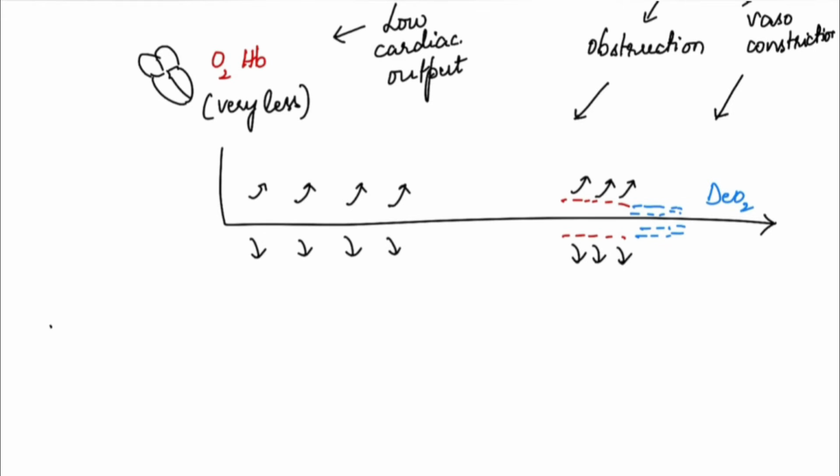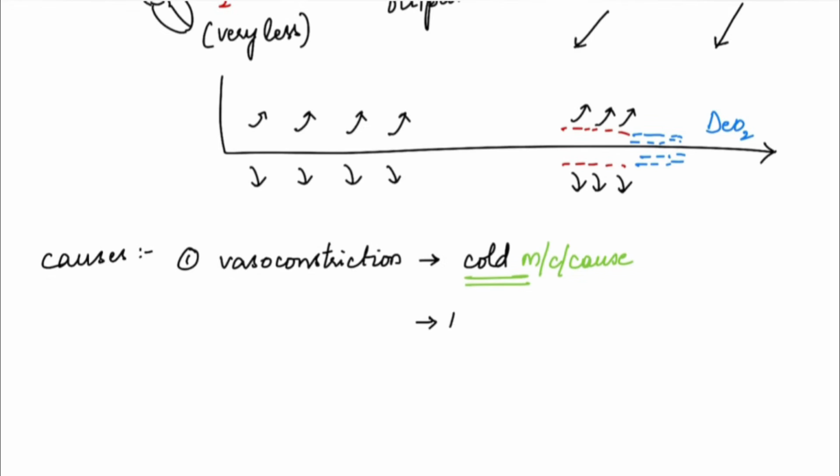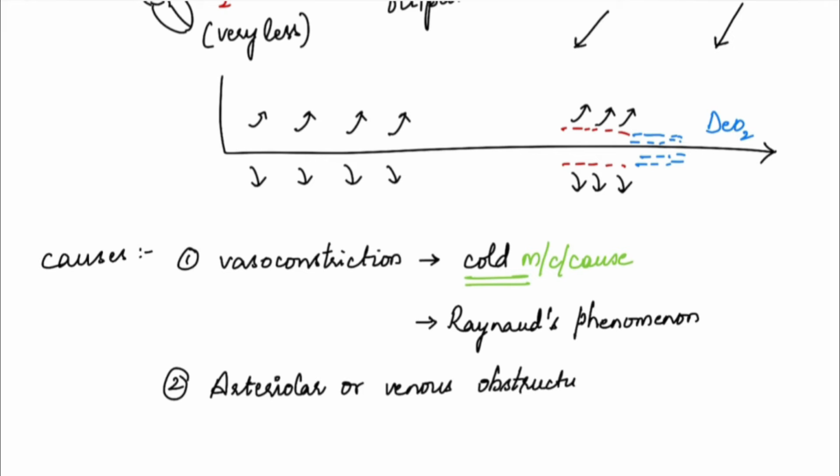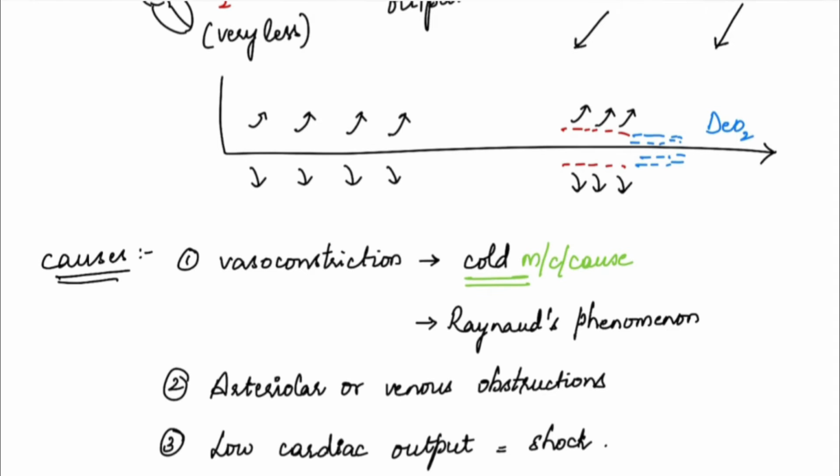Now these are the causes. First, vasoconstriction is the most common cause, especially because of cold, and next is Raynaud's phenomenon. The second cause is arteriolar and venous obstruction, and the third is low cardiac output conditions like shock. So these are the causes of peripheral cyanosis.